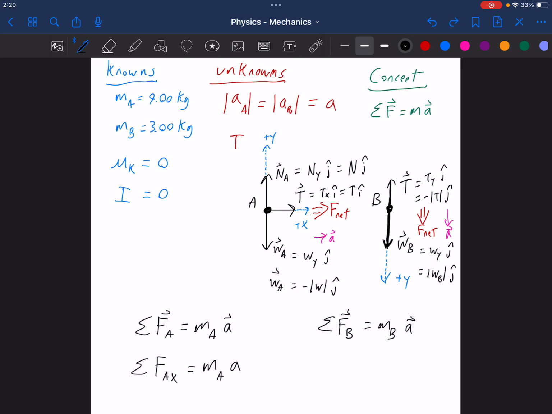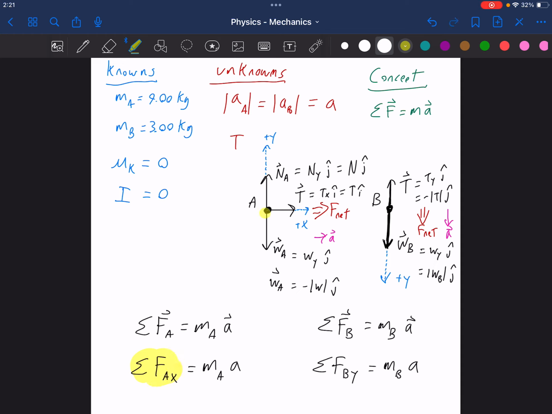Likewise for B, all the motion is in y. I'm going to turn this from a vector equation into a component equation. The sum of the forces acting on B in the y direction must be the mass of B times the acceleration of that object in the y direction, which I'm just going to call a, because again, everything in my system I've defined to have the same acceleration. So this is where the free body diagrams come in really handy. I have to figure out, what is the sum of the forces acting on A in the x direction?